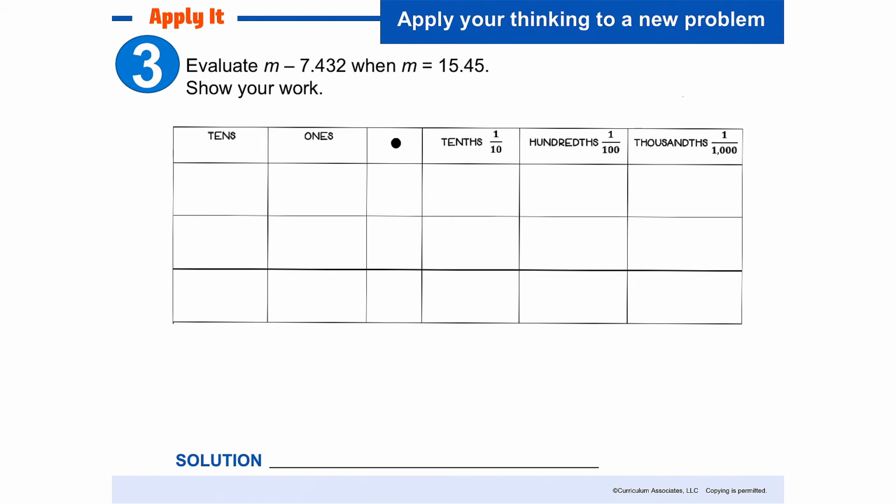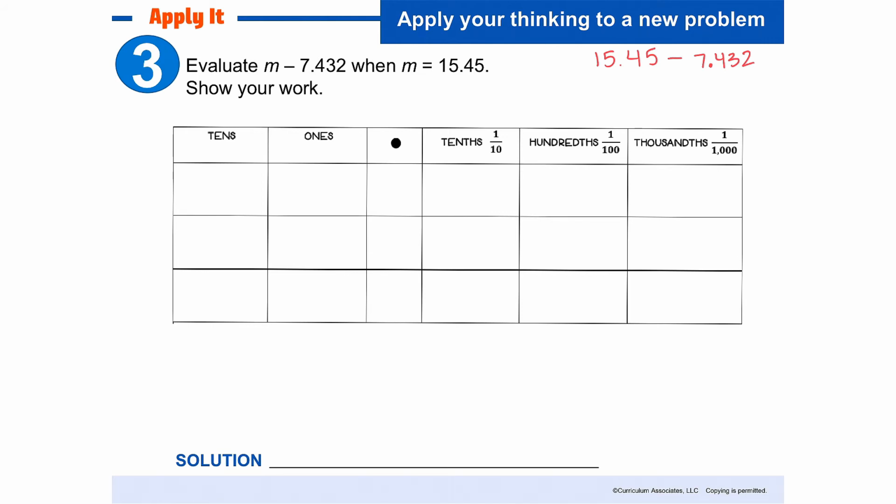So really what we're working with is 15.45 minus 7.432. And normally when I'm reading decimals, we want to read it with the thousands and tenths and hundredths. I apologize for not modeling that. I will be better next time. All right, I'm just going to stay consistent in this video.